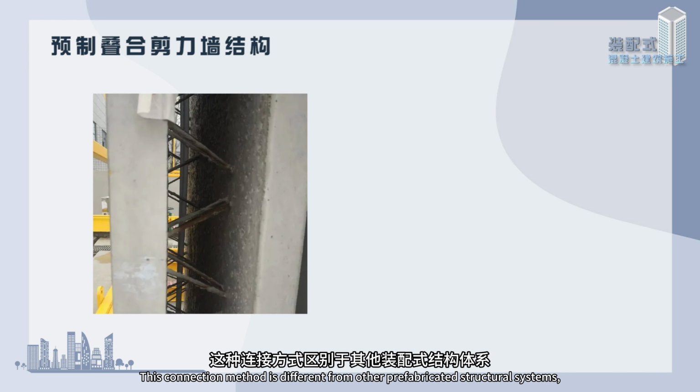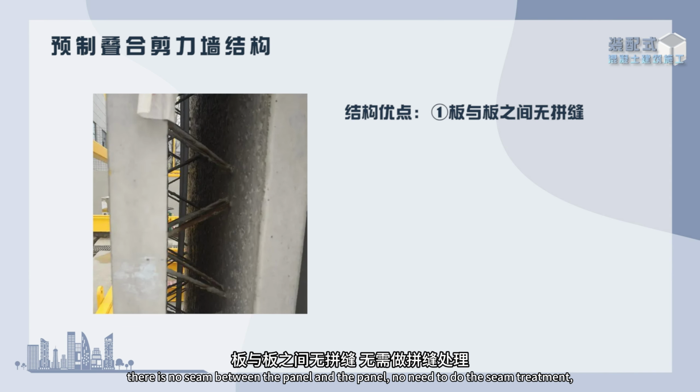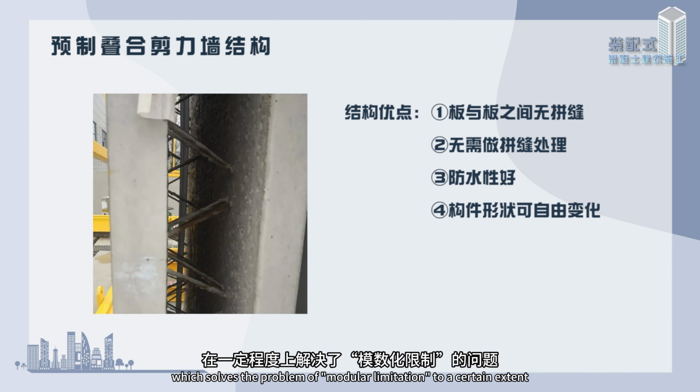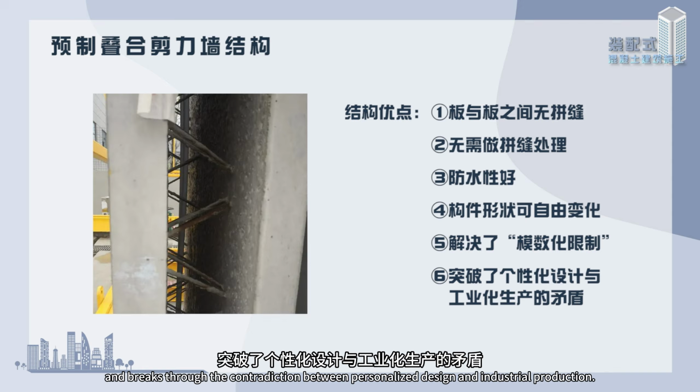This connection method is different from other prefabricated structural systems. There is no seam between panels, so no need for seam treatment, and it has good waterproofness. At the same time, the shape of the components can be changed freely, which solves the problem of modular limitation to a certain extent and breaks through the contradiction between personalized design and industrial production.